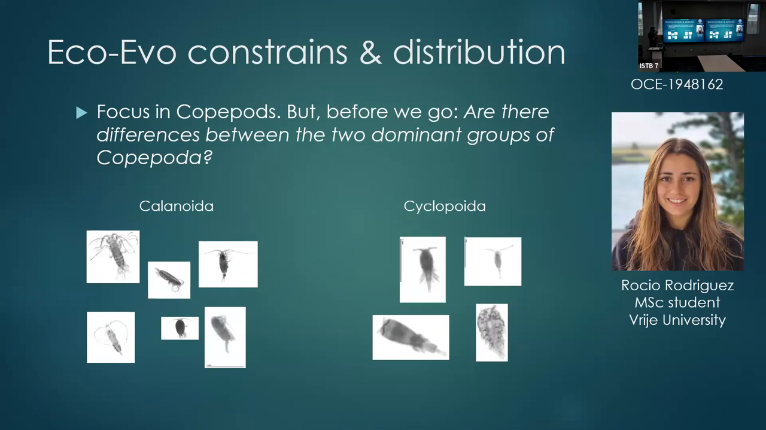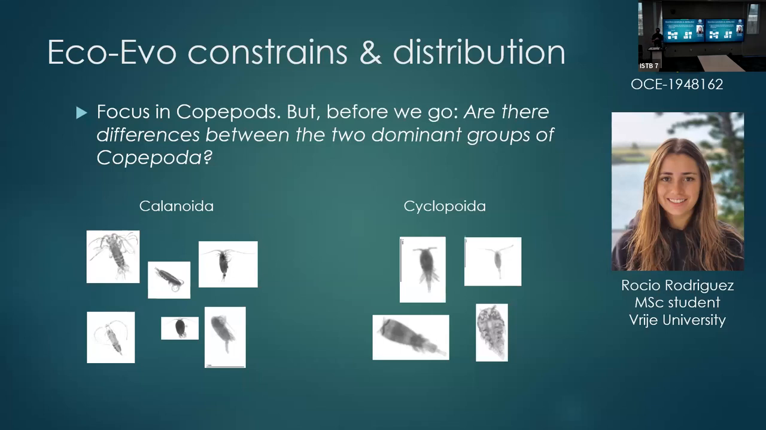Are there differences between the two dominant groups of copepods? In the ocean, we have two groups. The calanoids are the copepods that have been in the ocean longer. It is the copepod that appears in SpongeBob, for example, as plankton. These are from the Ordovician, and they're basically the winners of the zooplankton nowadays. Then we have another group, cyclopoids. These are more modern, appeared later, and have different lifestyles. They are smaller and more specialized. Actually, some of them are even parasitic. So we're going to compare both.